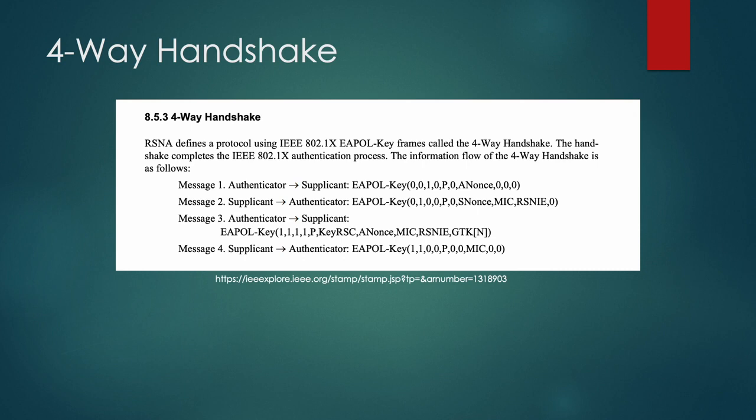Wi-Fi essentially uses a four-way handshake outlined in this picture from IEEE. The access point and the client exchange information, the access point being the authenticator and the client being the supplicant in this image. And in particular, they share nonces and message integrity codes, or MICs, which are more or less message authentication codes used to verify the integrity of the data being shared between the two parties.